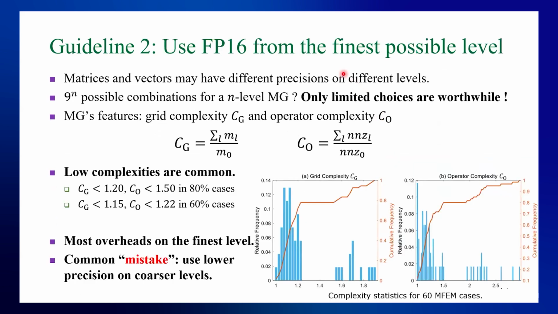The second guideline is to use FP16 from the finest possible level. Theoretically, there are 9 to the power n possible combinations for an n-level MG. That is a very large search space, but we think that only very limited choices are worthwhile. This is based on MG's feature of grid and operator complexity. Our statistics of 60 MFEM cases indicate that low complexities are very common, implying that most overheads are actually on the finest level. A common mistake is to use lower precision on coarser levels. That is a misleading way, and it cannot bring satisfactory speedup. So just try FP16 from the finest possible level.